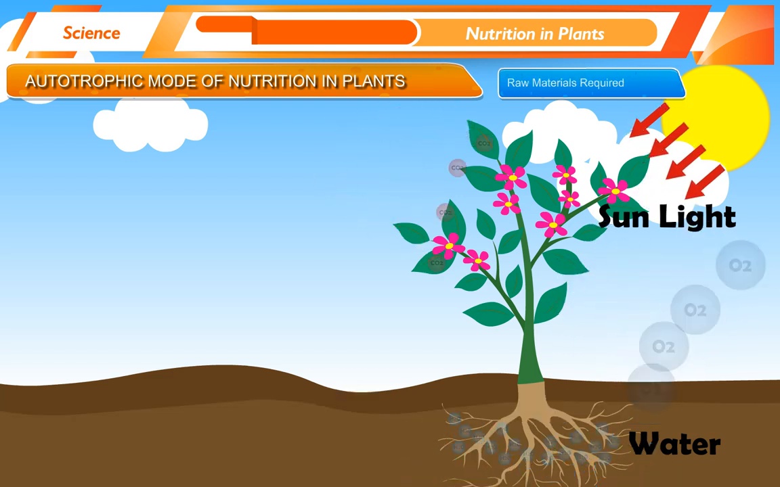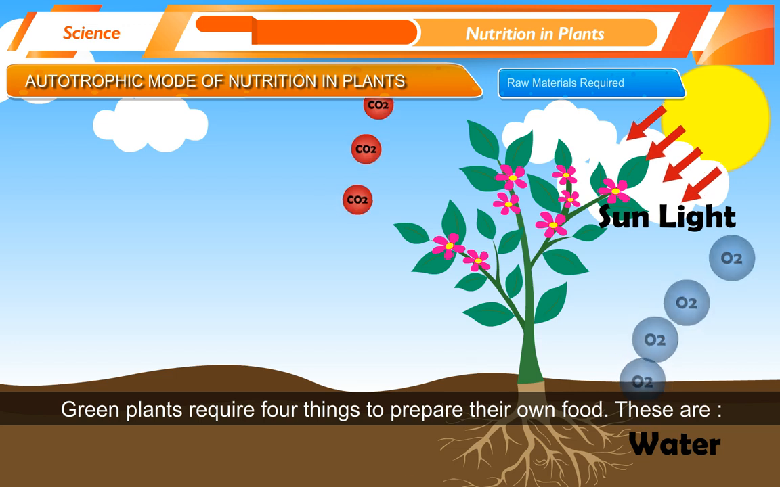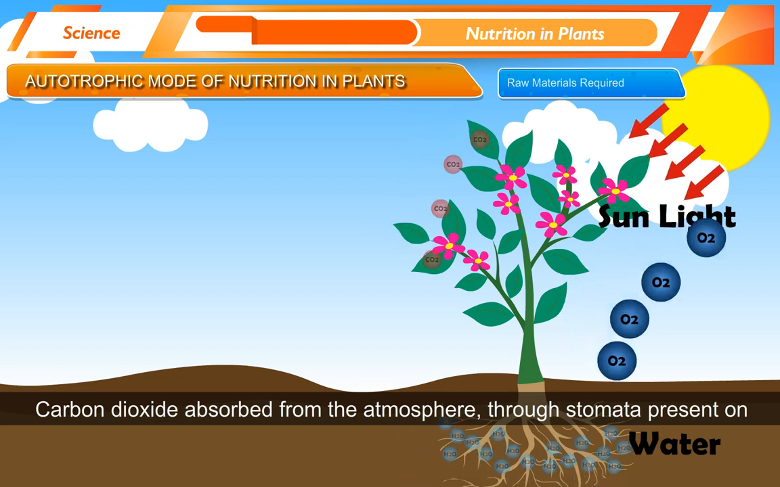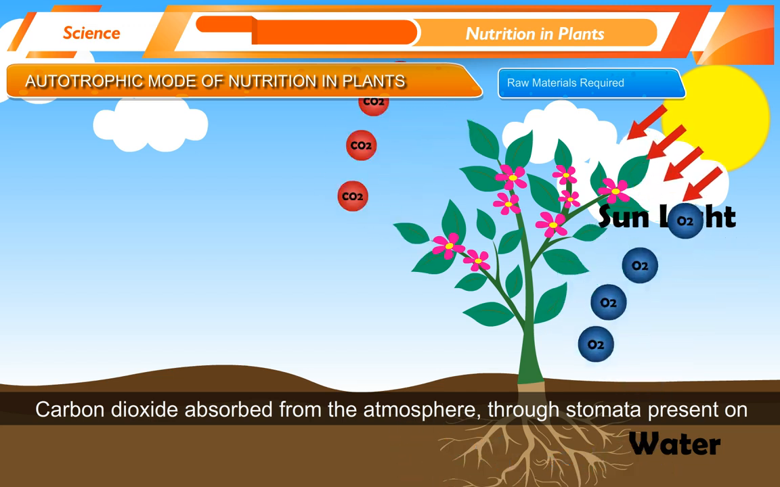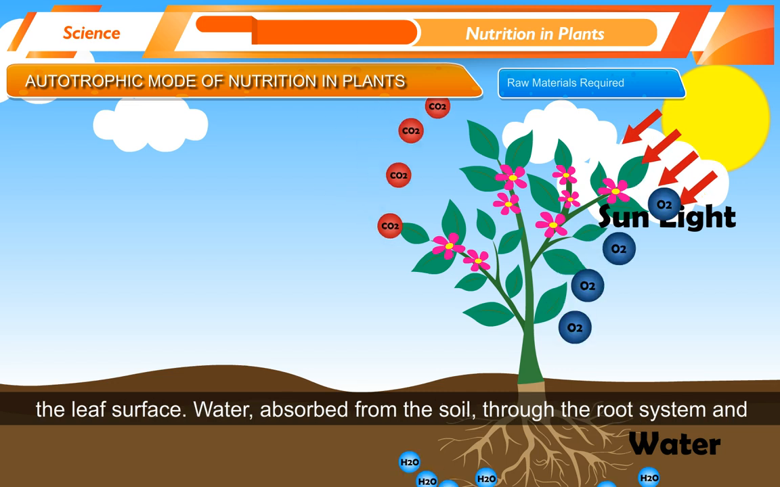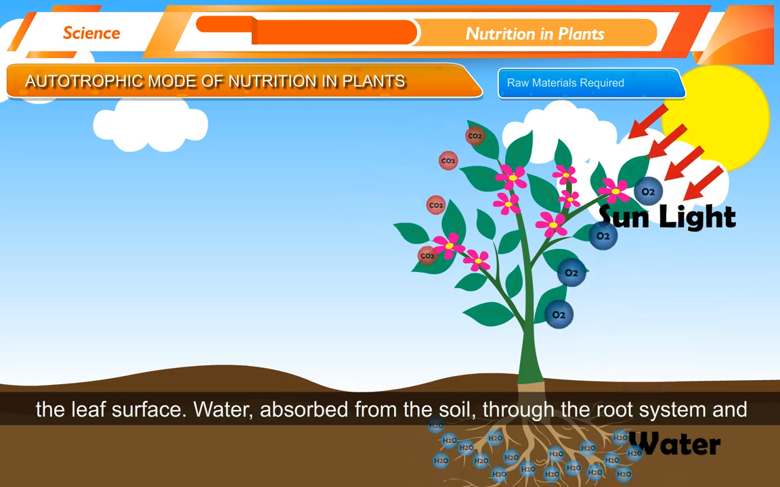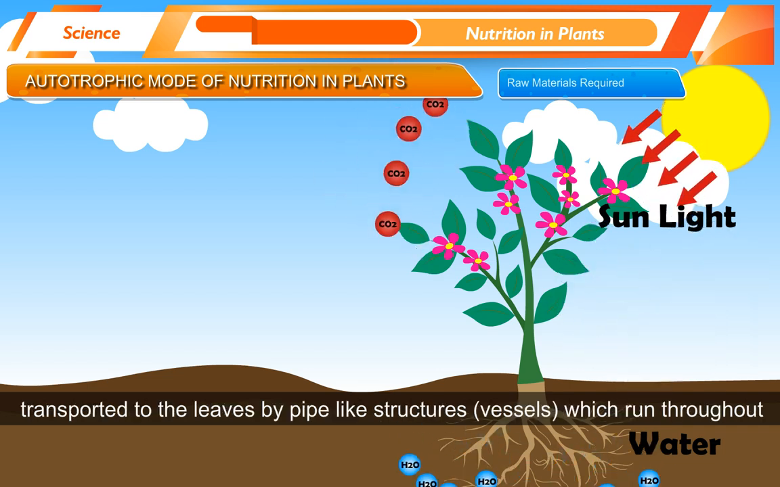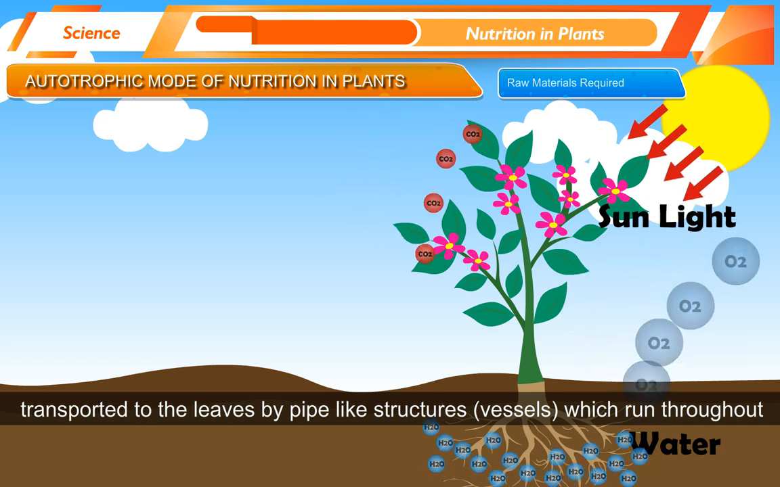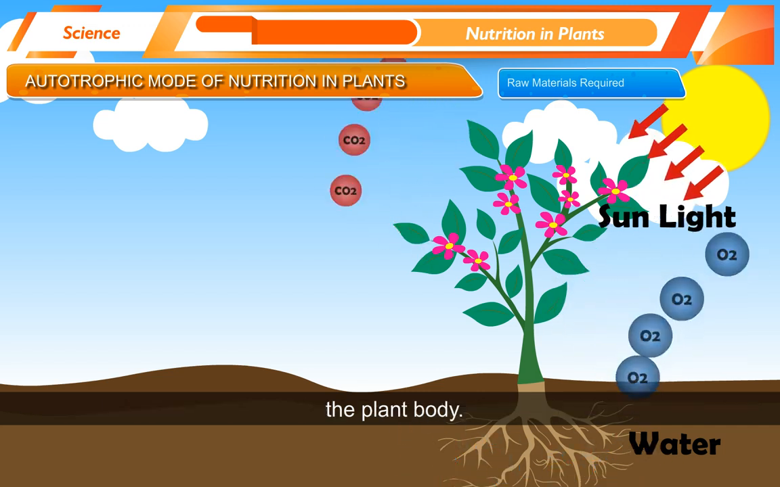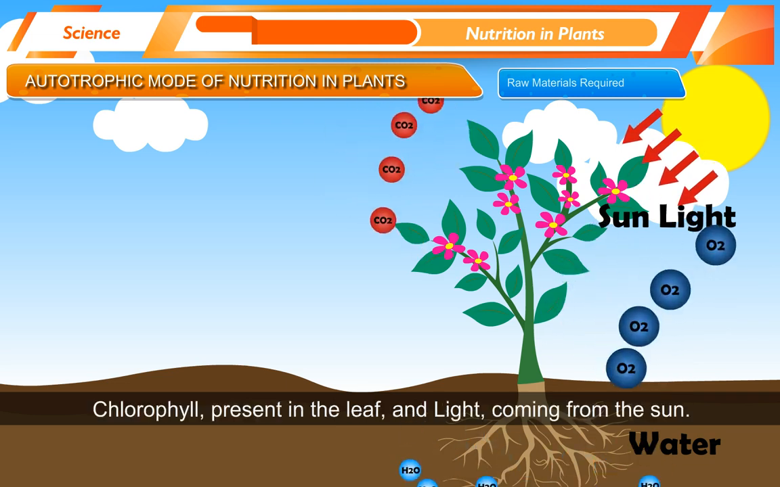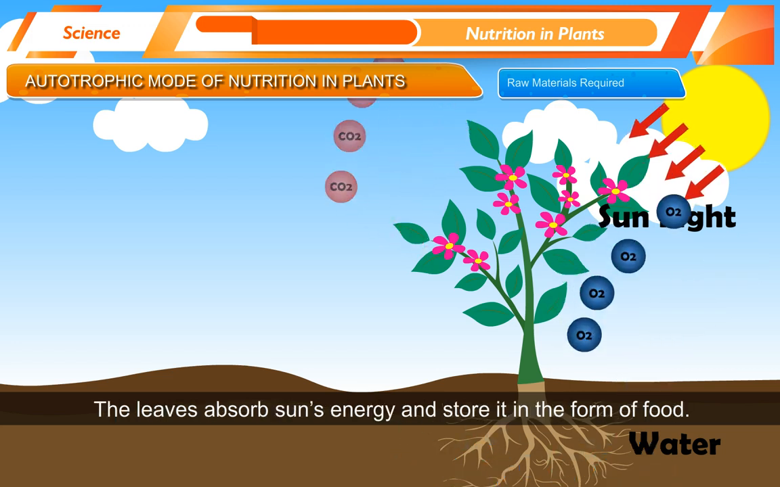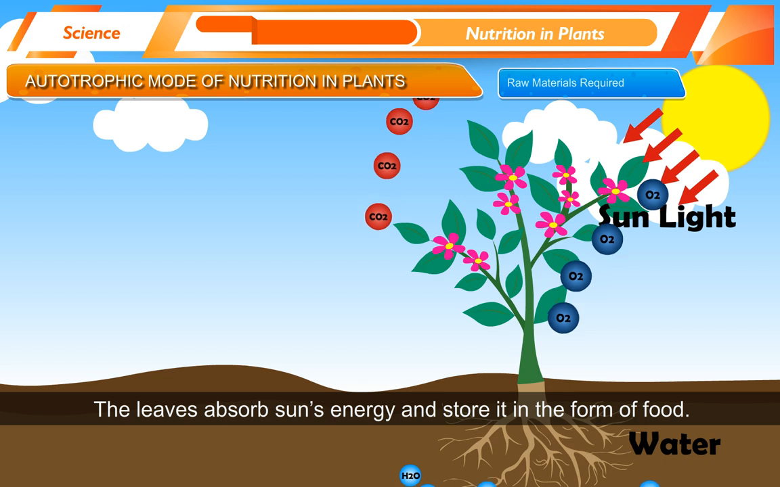Raw materials required. Green plants require 4 things to prepare their own food. These are carbon dioxide, absorbed from the atmosphere through stomata present on the leaf surface. Water, absorbed from the soil through the root system and transported to the leaves by pipe-like structures, vessels, which run throughout the plant body. Chlorophyll, present in the leaf, and light, coming from the sun. The leaves absorb sun's energy and store it in the form of food.